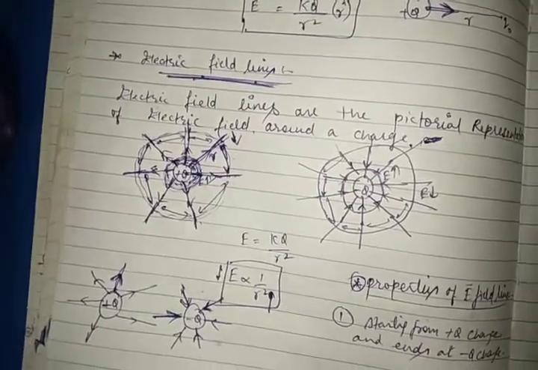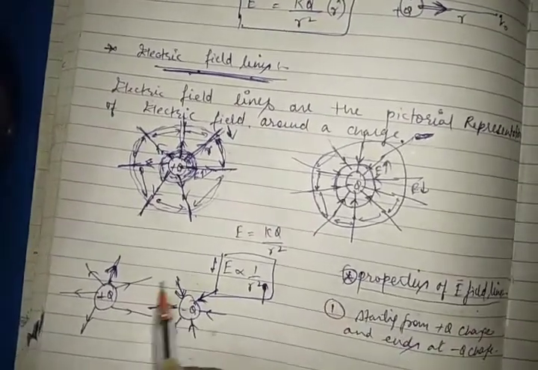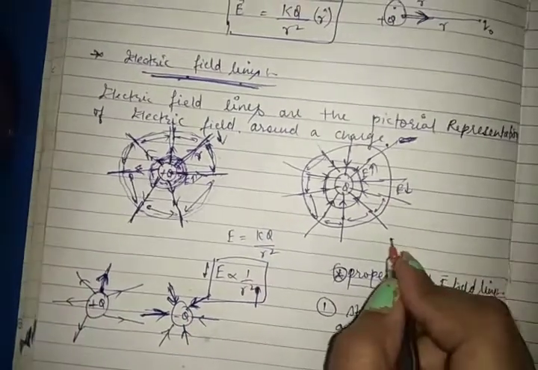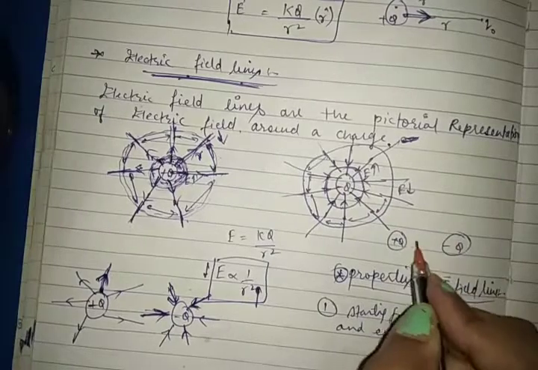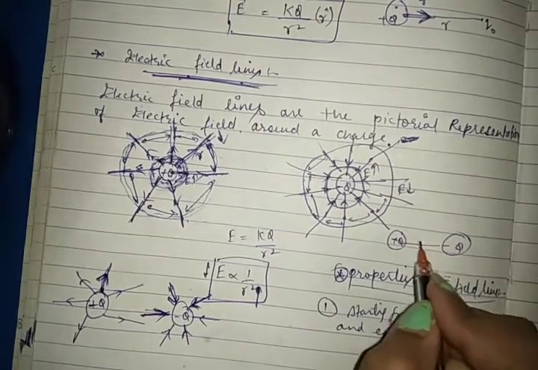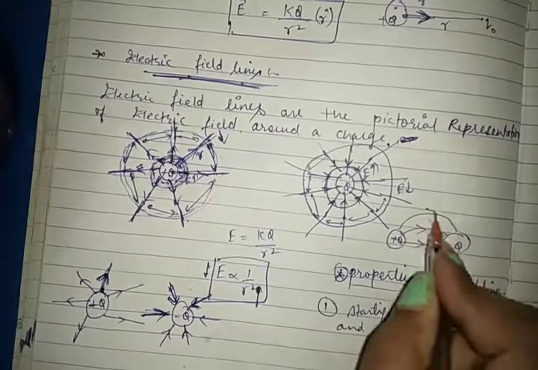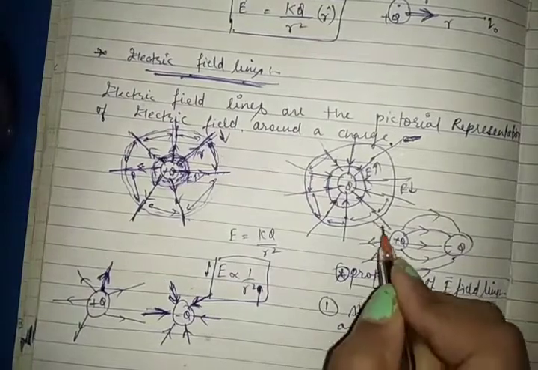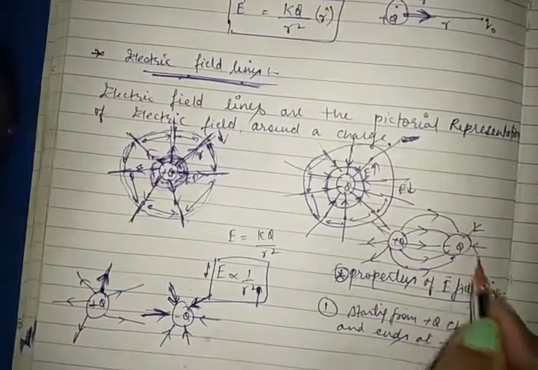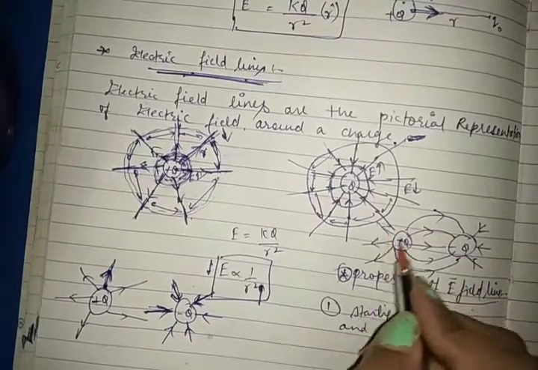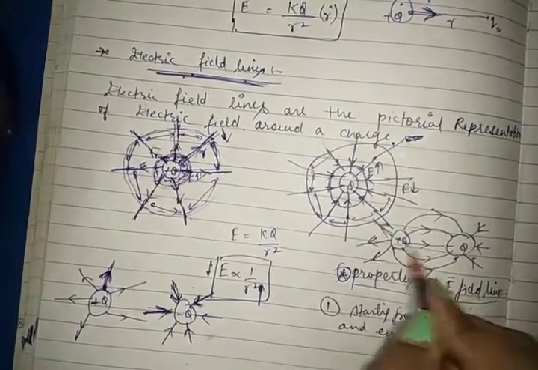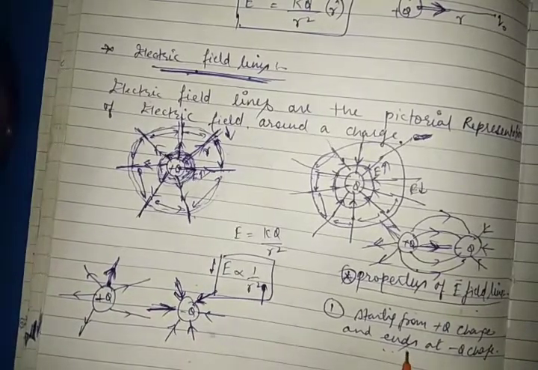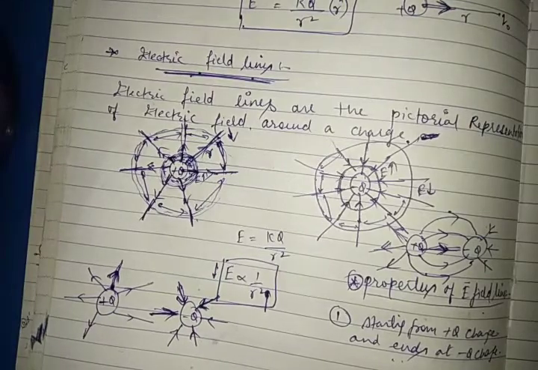Okay, the first property is that electric field lines always start from the positive charge and end at the negative charge. If there are a couple of charges like plus q and minus q here, then the electric field lines will be like this, from plus q to minus q. The minus q charge terminates, the plus q charge generates. So the first property is that the lines start from plus q charge and end at the negative charge.